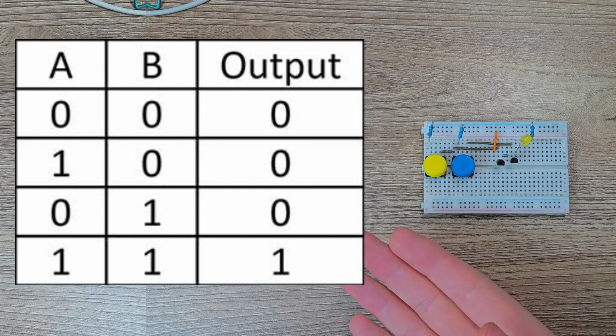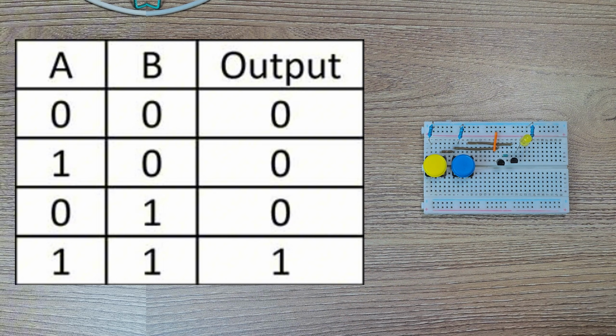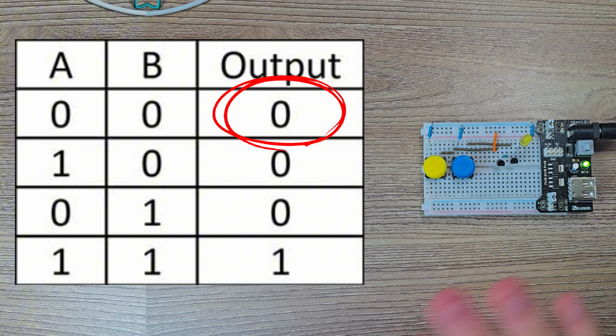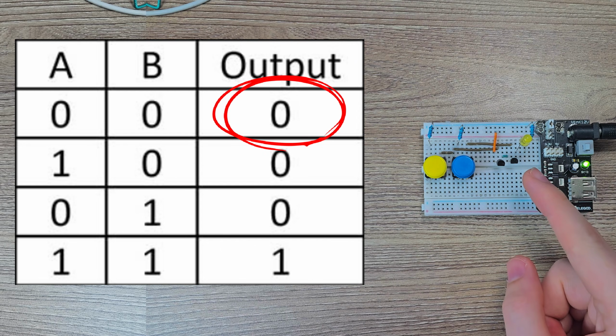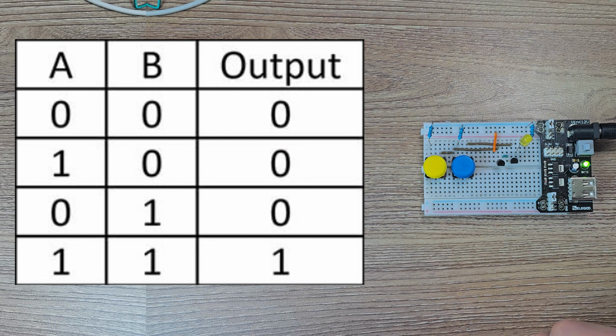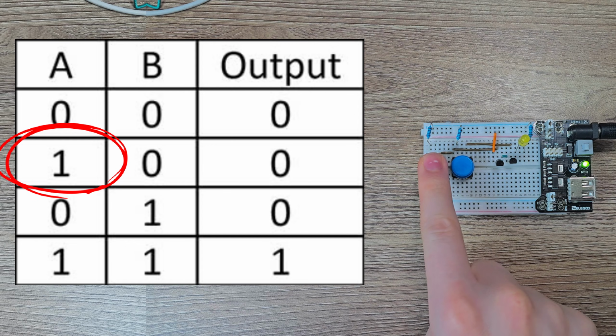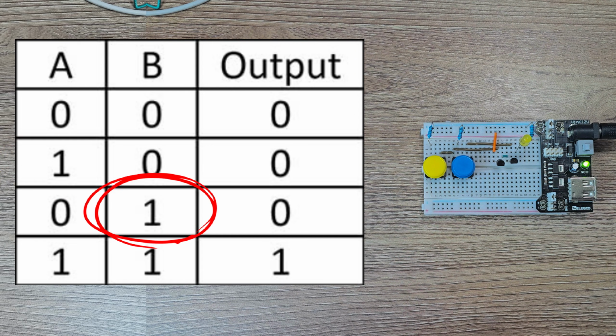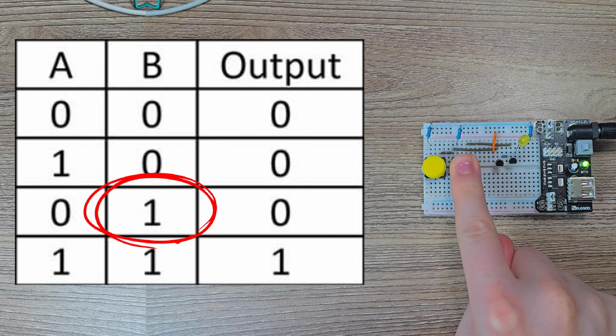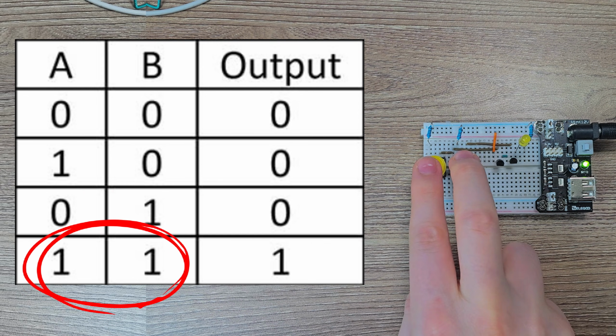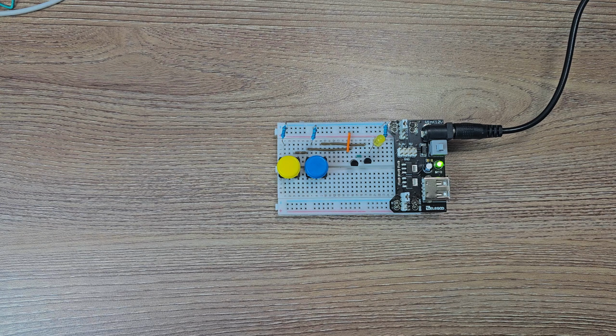Let's test everything with this truth table, starting with everything as zeros. With A and B as 0, the LED is off. That seems to be correct. Let's move on to the next row. A needs to be on and B is off. Seems to be working. Next row is A is off, B is on. That is correct. And finally, the moment of truth, A and B on. It seems to be working. The output is on.